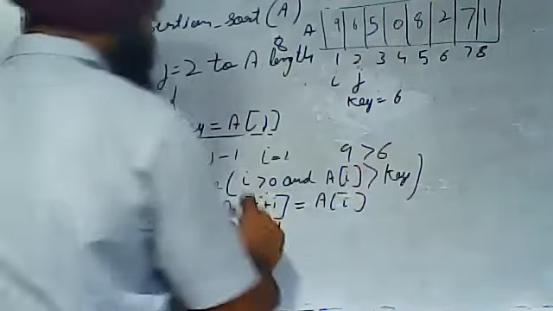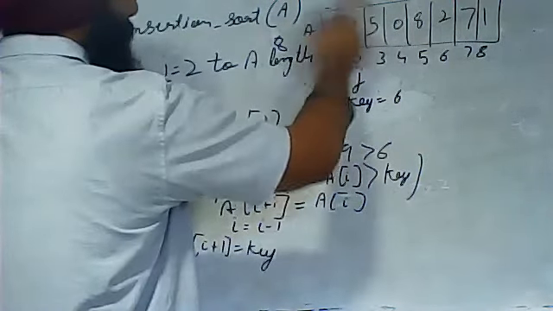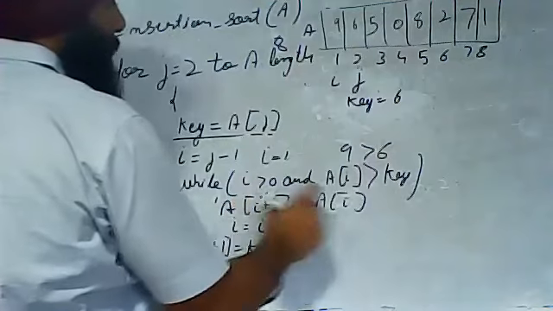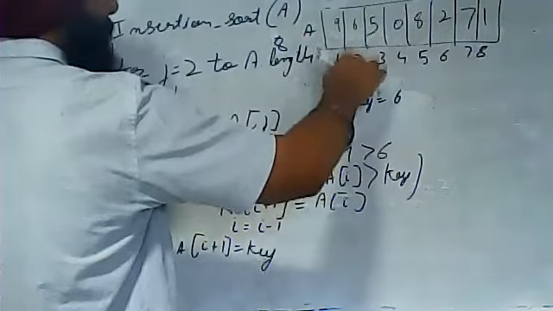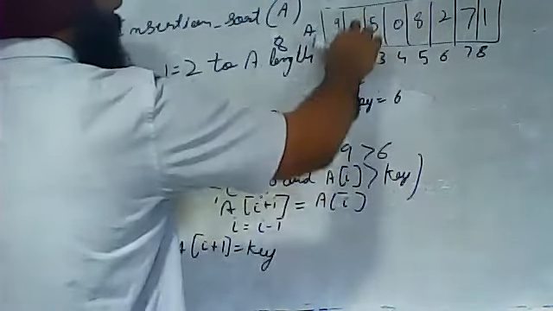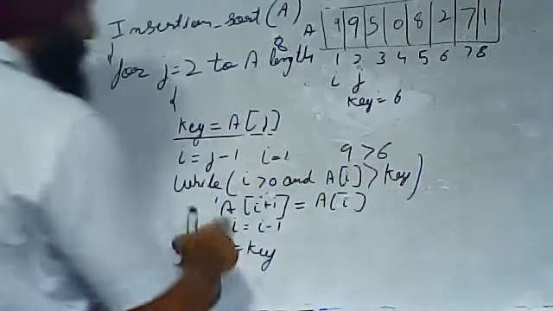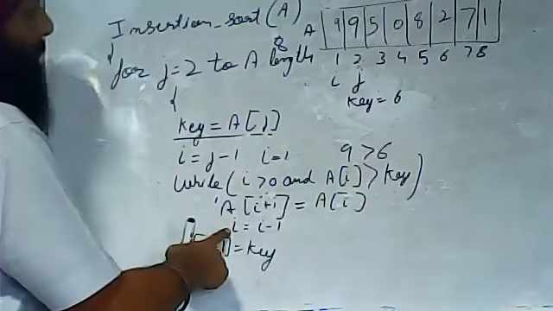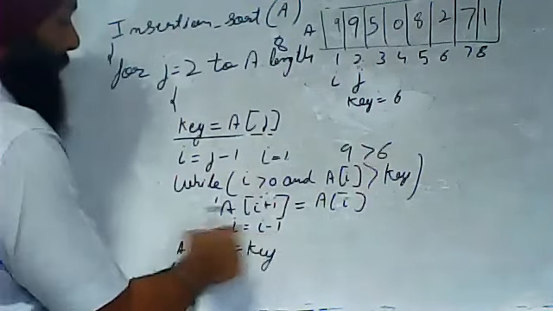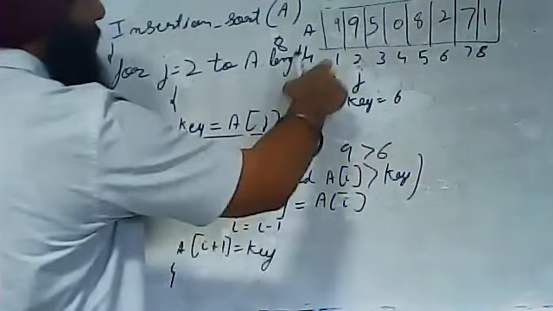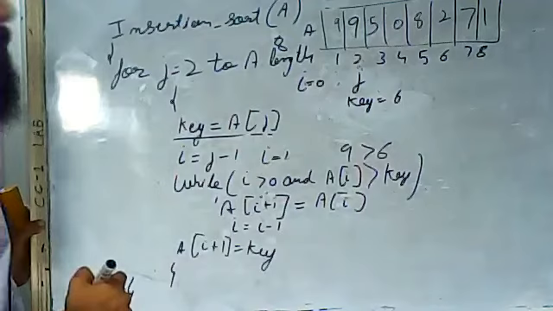If both conditions are true, then we have to replace it. If this element is bigger than the key element, we have to replace it. Instead of I plus 1, we need to write a of I. So instead of this I plus 1, that is 2, at 2 we will write 9. Okay. Then what is the next step? Next step is to subtract the value of I by 1. So if the value of I was 1, now it will become 0.